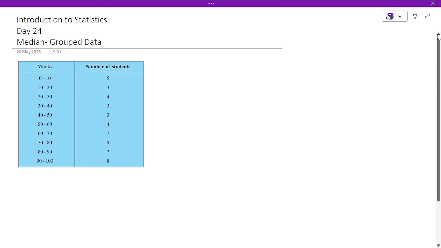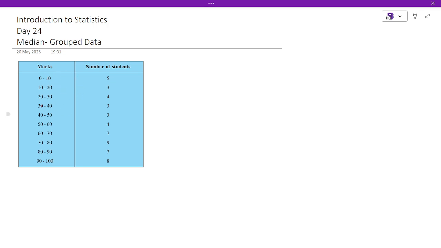Hi everyone. Welcome to this session number 24 on introduction to statistics. In this session we are going to discuss the median, how to find the median for grouped data. So this is our data.